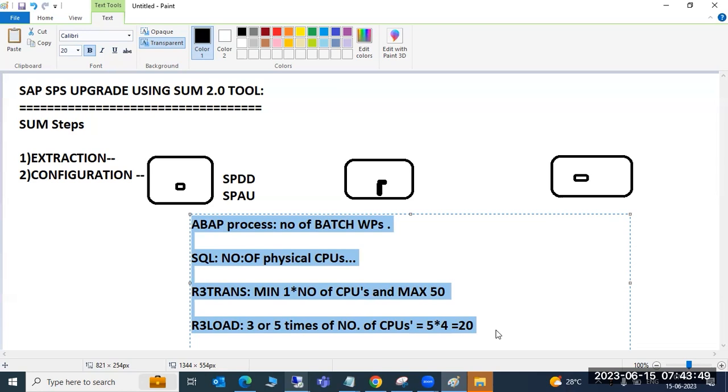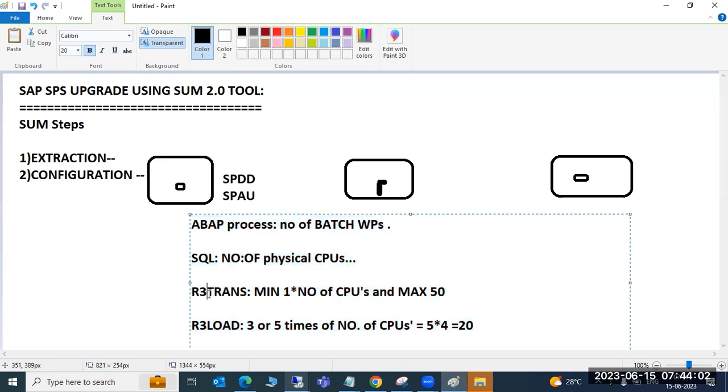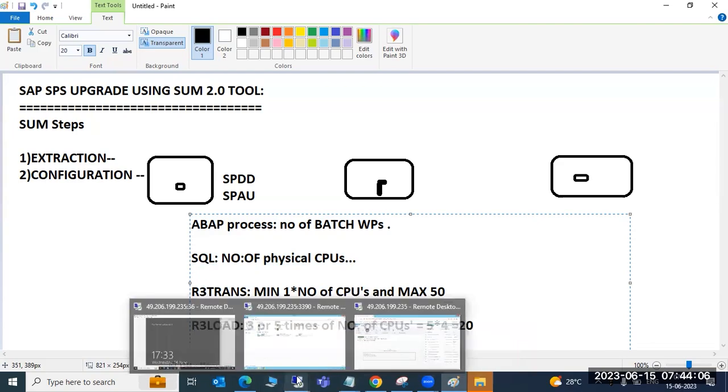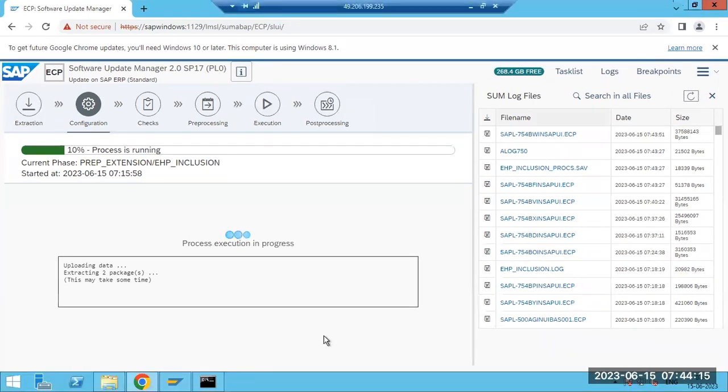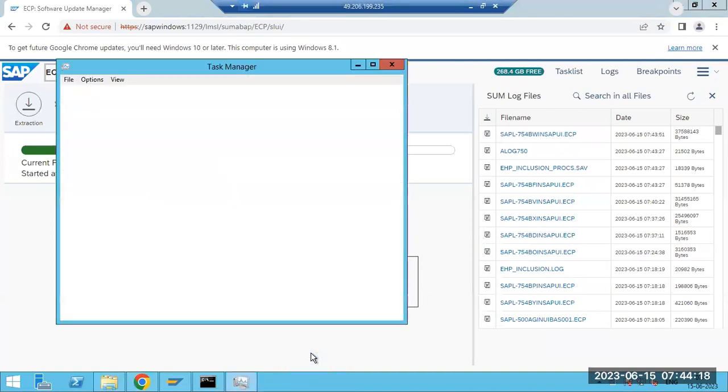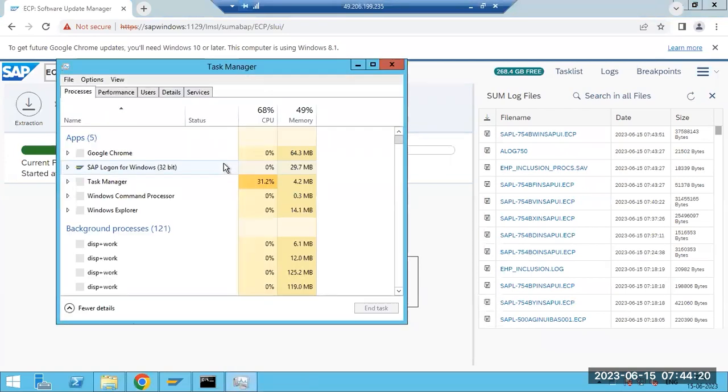So in the configuration phase, you have to give some number of processes, right? How can you give it? If you have 5 CPUs, then 5 into 5, 25 R3 load processes you have to give. So 5 CPUs means 5 processes we have to give for the R3 trans. Like that we have to give the settings here. So this is the rule we have to follow in the system. Okay, do you understand? You got it?